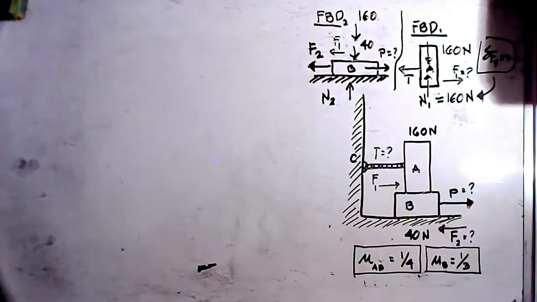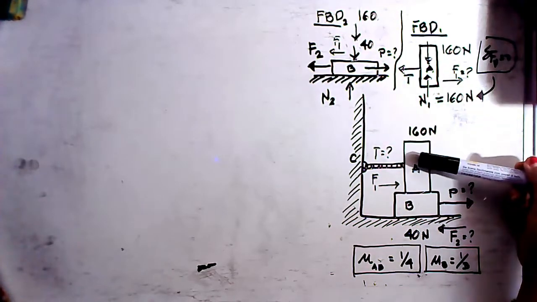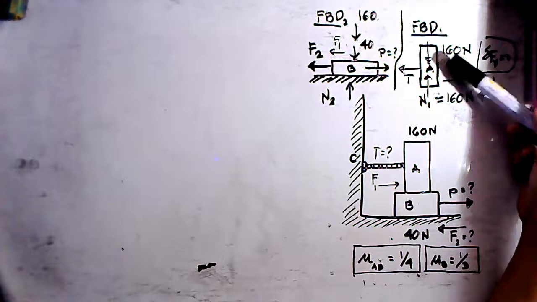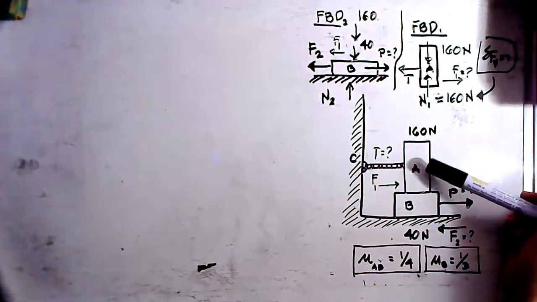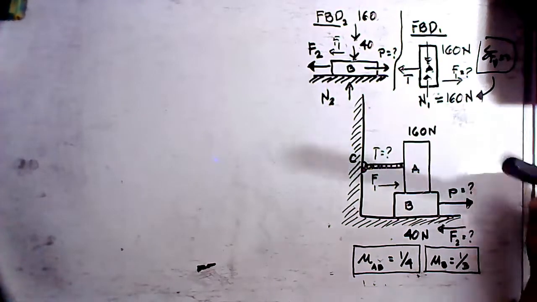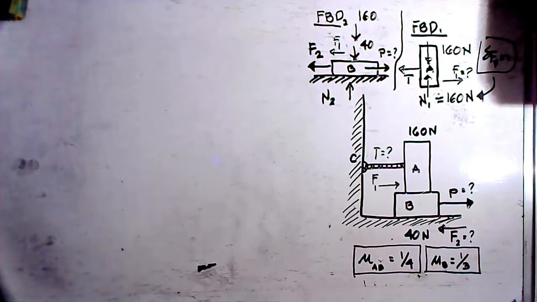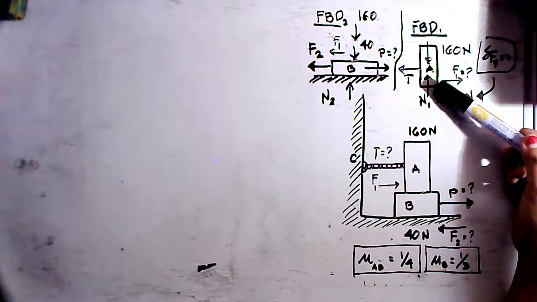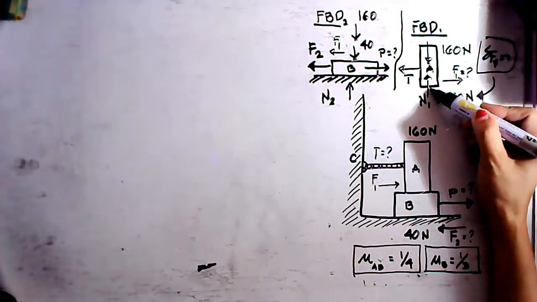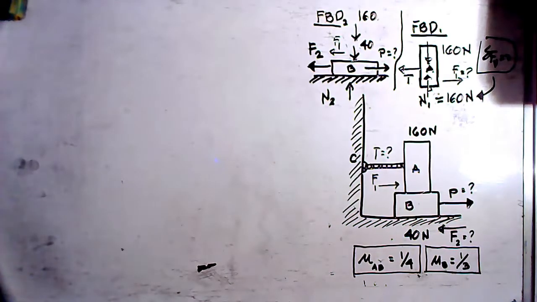So in block A, we have here 160 Newton. That 160 Newton is the weight of block A. Remember that the weight is always applied downward relative to the surface. At block A, we have 160 Newton, which is the weight. Then, of course, remember that we have a normal force. That normal force is always perpendicular to the surface. So if this is the surface, that is the normal force N sub 1, which is always perpendicular.